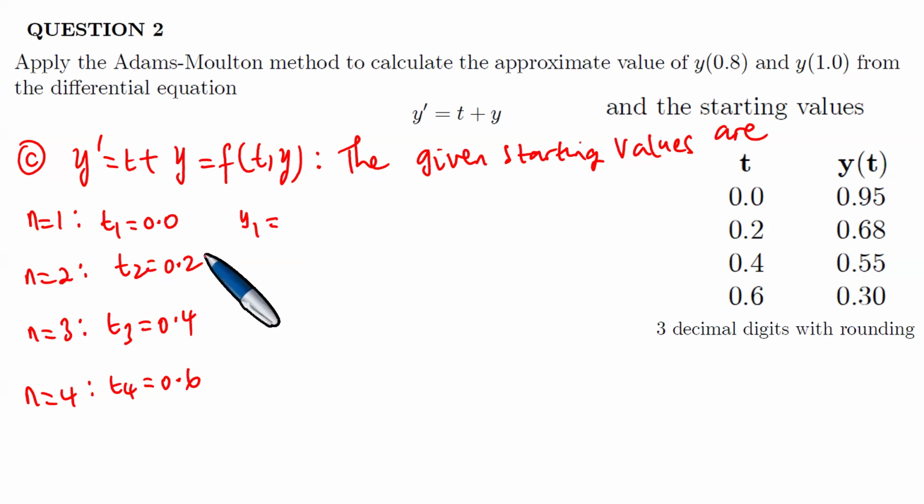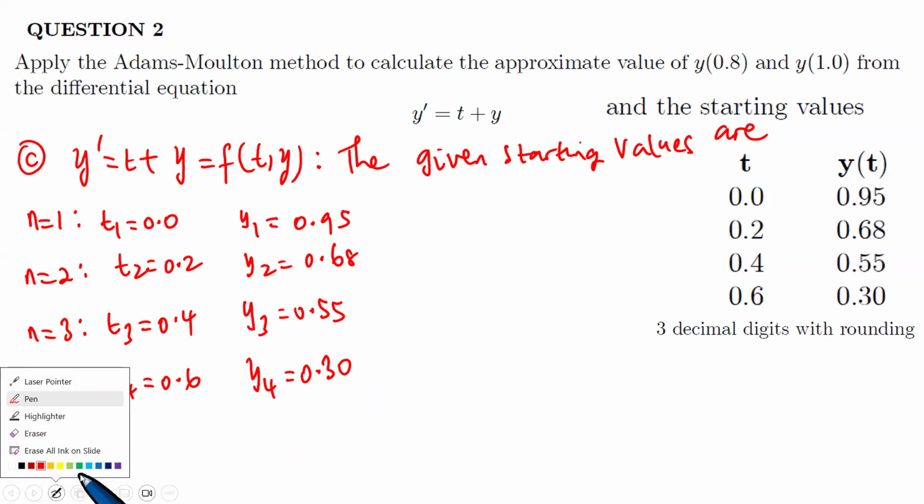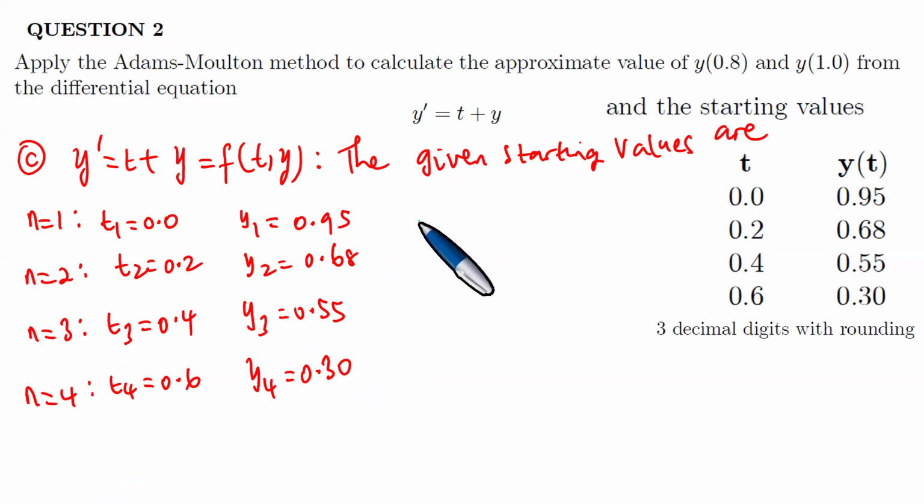Okay, now let's deal with the y's. Y1 is 0.95. Y2, 0.68. Y3, 0.55. Y4, 0.30. And then now we're gonna determine the F's.